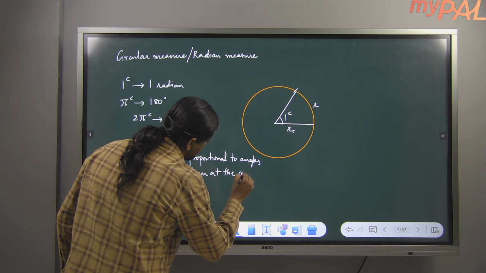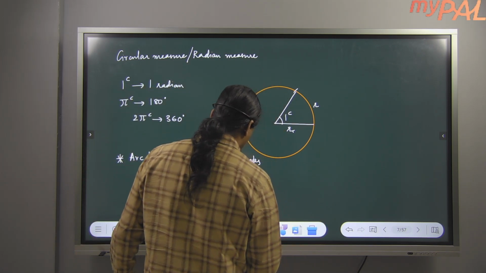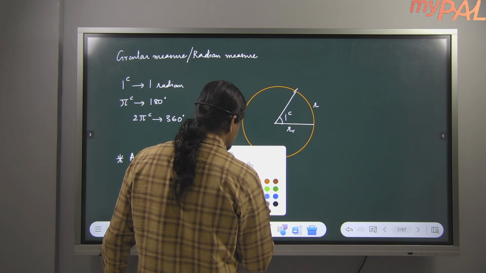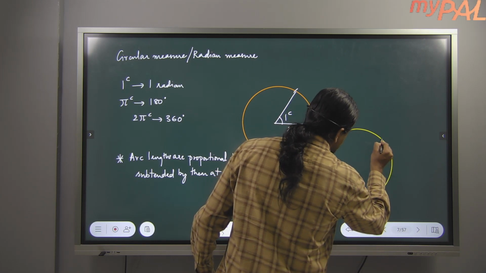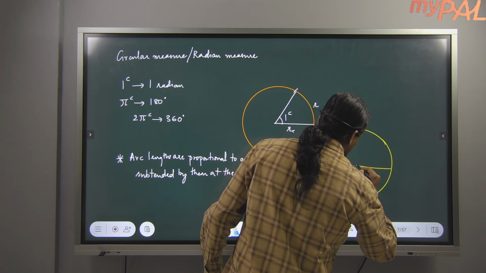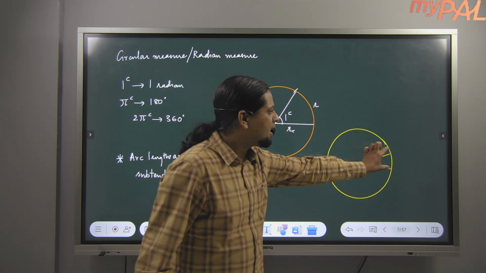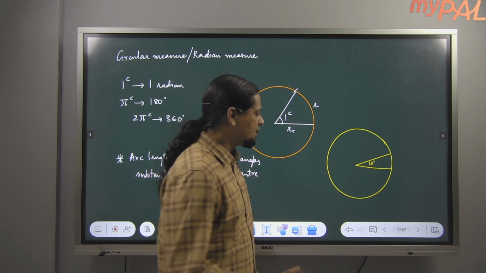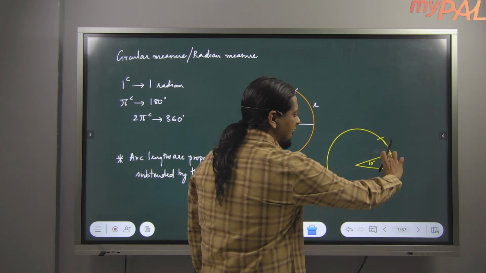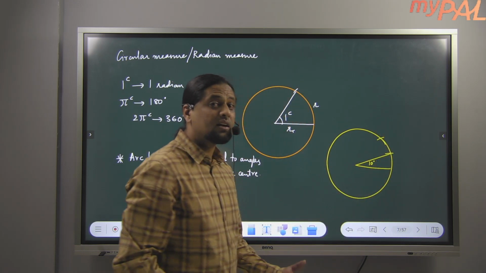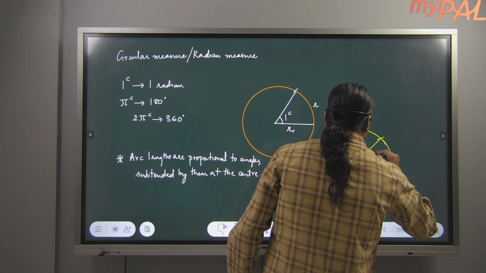I'll put a very simple diagram and I'll make you understand. Say for example, I have a circle. Let me say that I have this angle to be 10 degrees. It will have a certain arc length. Now, if I cut the same arc length once more over here, whatever angle is subtended, again it's going to be 10 degrees.